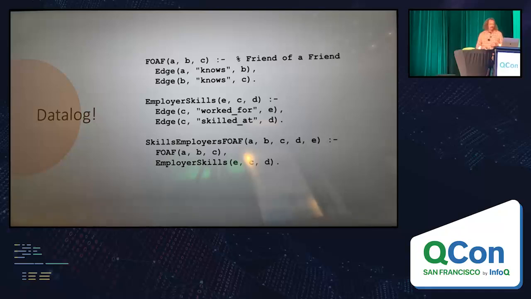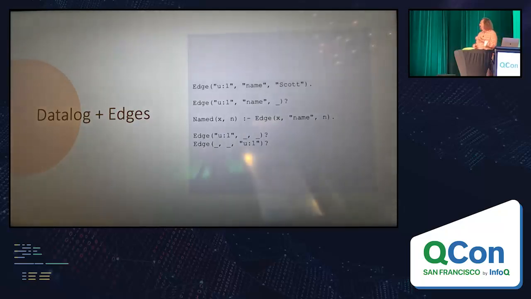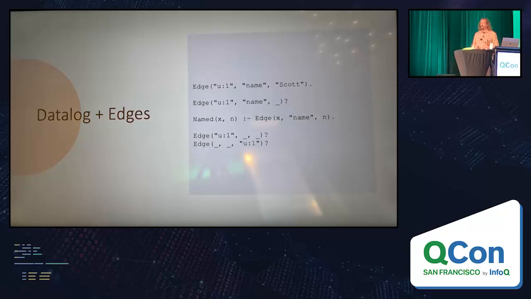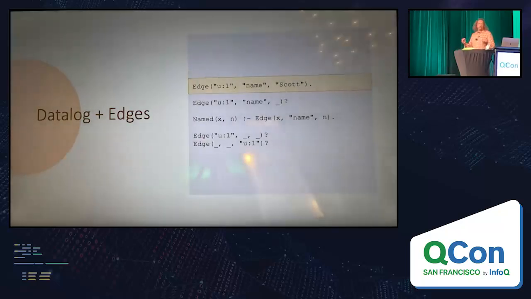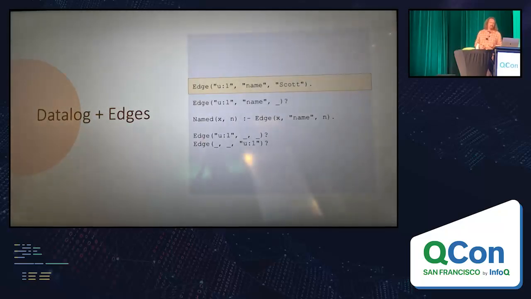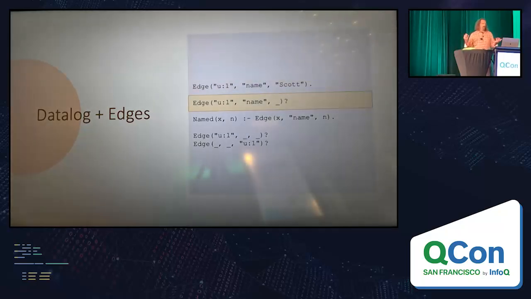So these are rules. These are Datalog rules. I'm not going to teach you all of Datalog, but I'm going to teach you enough that you won't panic if I show you some later on. So in Datalog, anything with a period is a statement of fact, and in our Datalog, the only thing you can assert is an edge. At the bottom, everything is assertions of edges. So here I'm saying, user one, their name is Scott. Pretty straightforward. Anything with a question mark is a query.